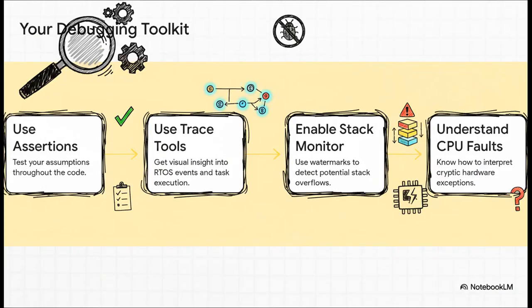So let's put together your essential debugging toolkit. First, use assertions liberally to check your assumptions. Second, use a trace tool. This is like an EKG for your software, giving you a visual timeline of exactly what's running and when. It's invaluable. Third, enable that stack monitoring we just talked about. And finally, learn to read your CPU's fault registers. When your system crashes hard, those registers often hold the only clues as to what went wrong.